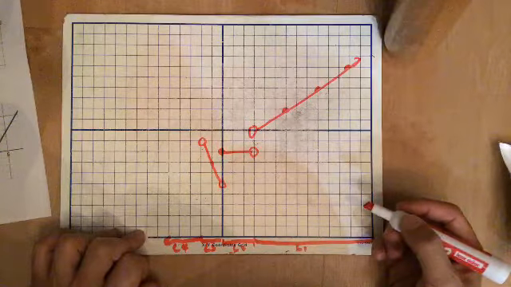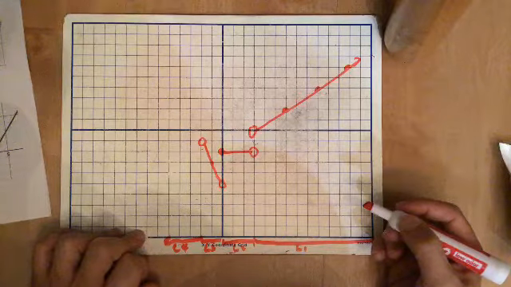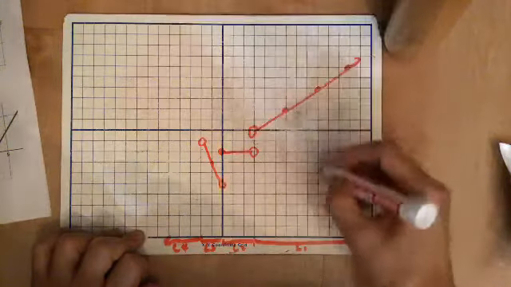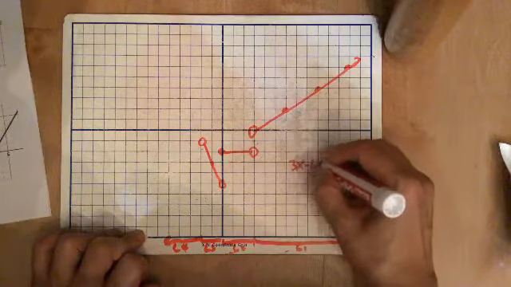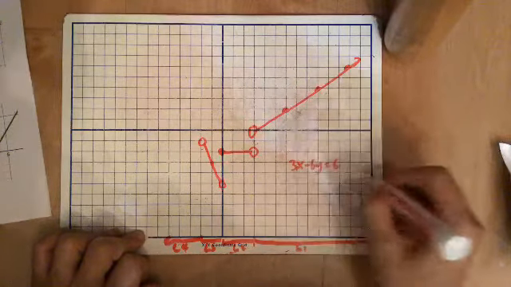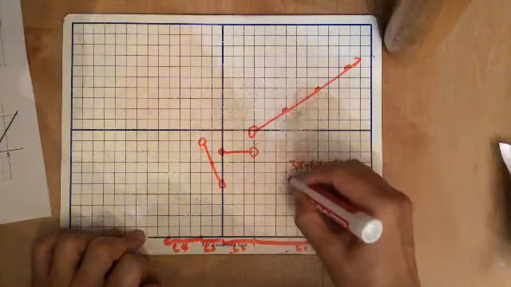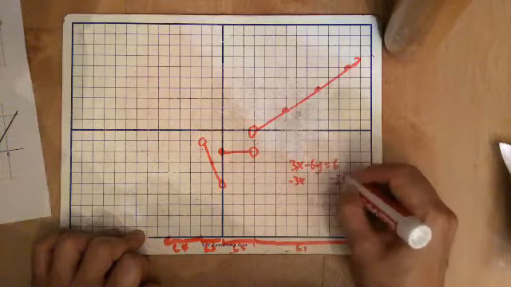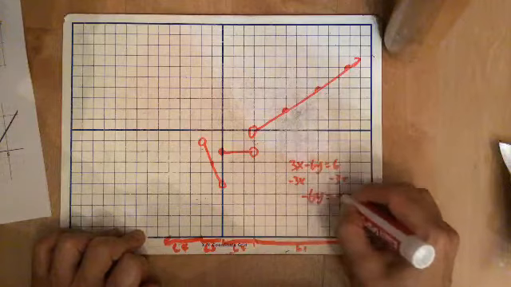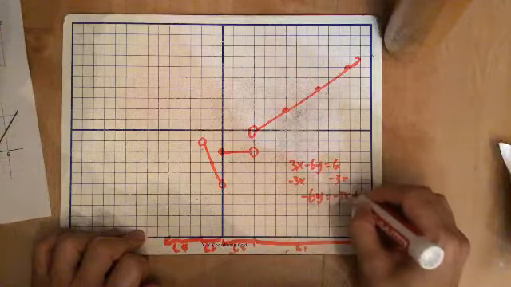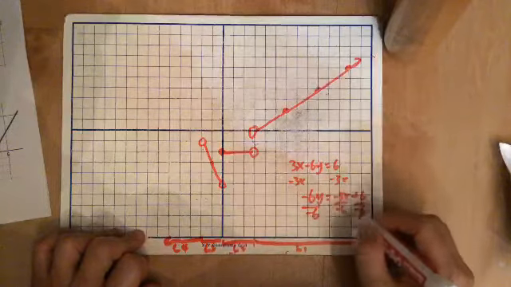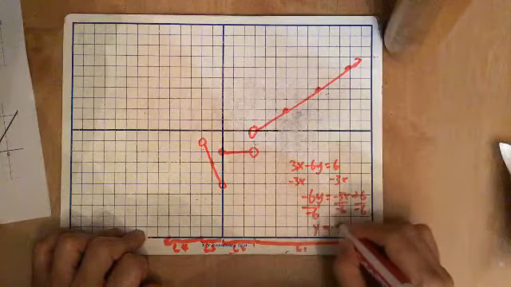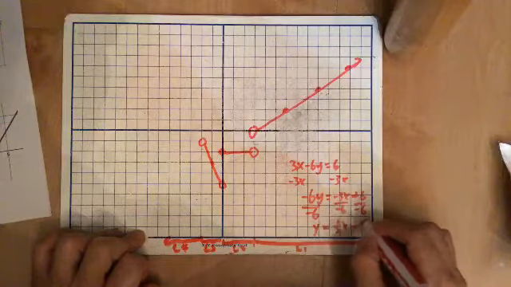Then x less than negative 2 is going to be 3x minus 6y equals 6. This one's kind of hard to graph, so I have to work it out. 3x minus 6y equals 6, and you set it to y equals mx plus b form. So I'm going to subtract 3x from both sides and get negative 6y equals negative 3x plus 6. Divide by negative 6, so y equals 1/2 x minus 1.